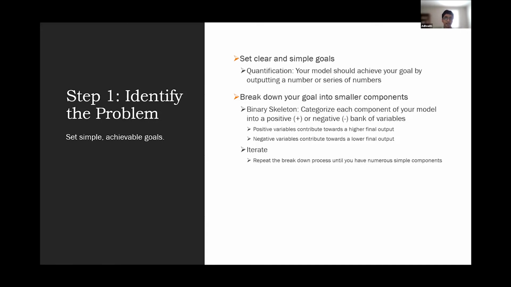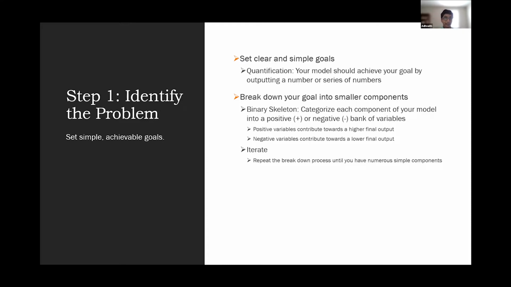And so to do this, we break down our goal into smaller components. And with any math model, we have some type of goal that we want to achieve, whether it be helping in the decision-making process or helping understand some natural process. And so breaking this down into a binary skeleton, as we like to call it, can help a lot. And so the binary skeleton gets named from the fact that our models typically take on a binary nature. So we either have variables that contribute towards an increased output or variables that contribute towards a lower or more negative output, and hence the name binary.